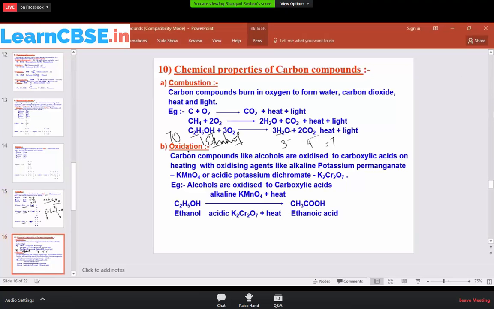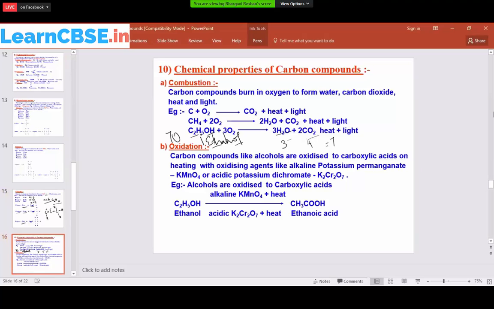The next one is oxidation. So oxidation means, now there is a difference between the combustion reaction and the oxidation reaction. Okay, so combustion means we are burning in the presence of air. Air contains oxygen, so O2 we will be getting directly from the air.